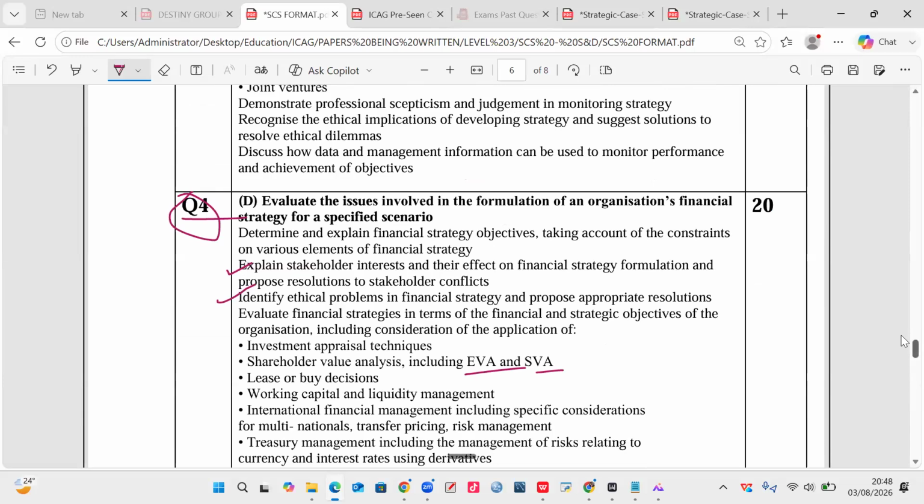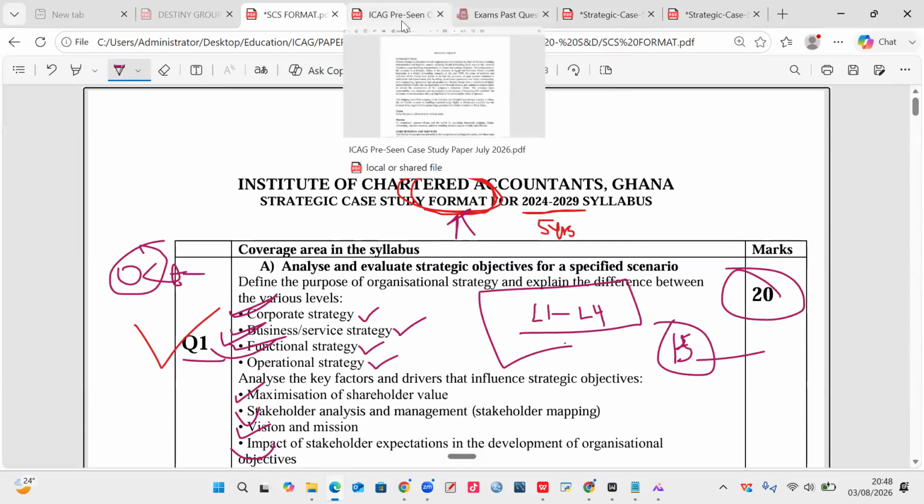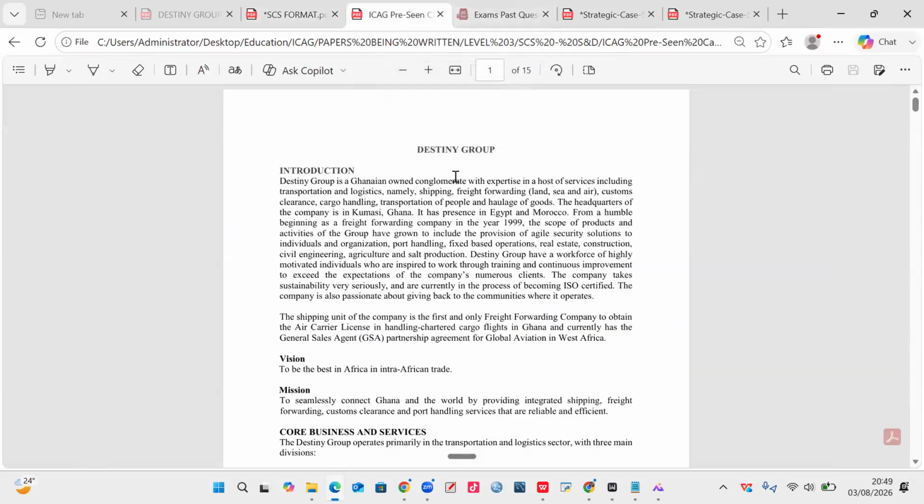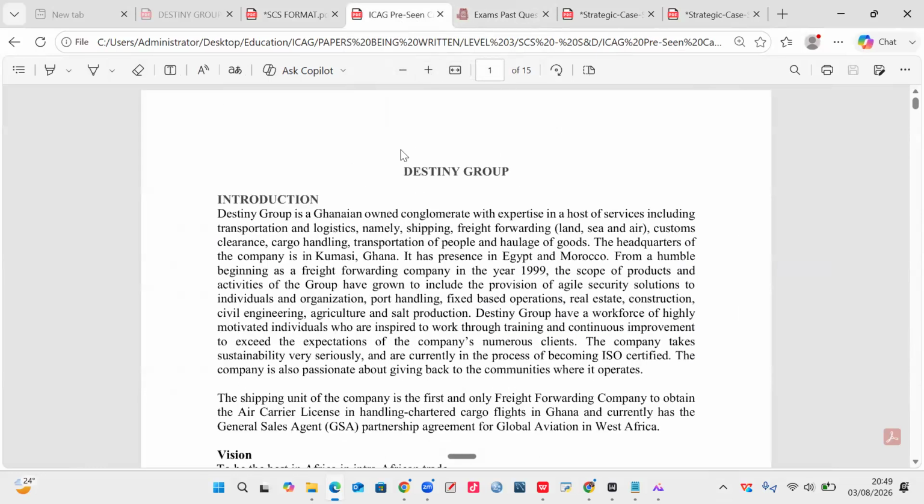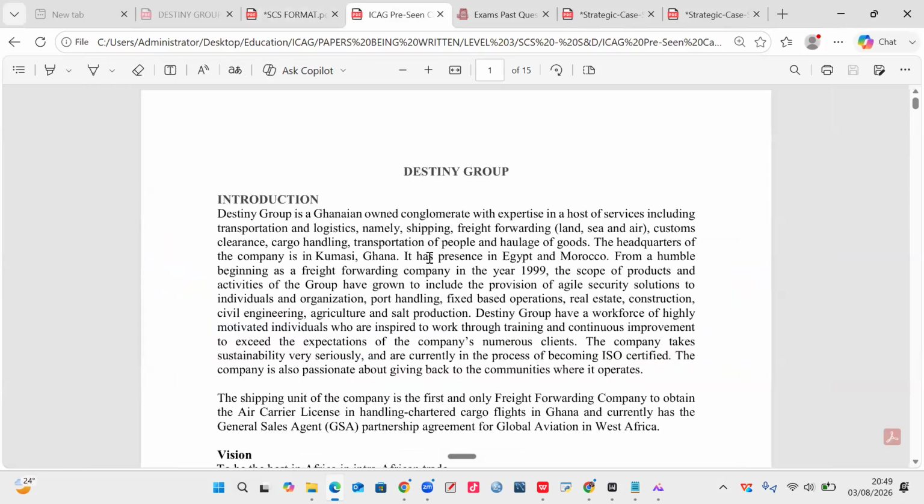But the issue is they are going to give us a case study like this for the last diet. Destiny Group was for last diet. This is a whole case study. So if you're able to get all this right before the preceding case study is released, it means that we have understood the concept. Now, when the preceding case study is released, that is when we try to know how do we approach it. How do we approach it?